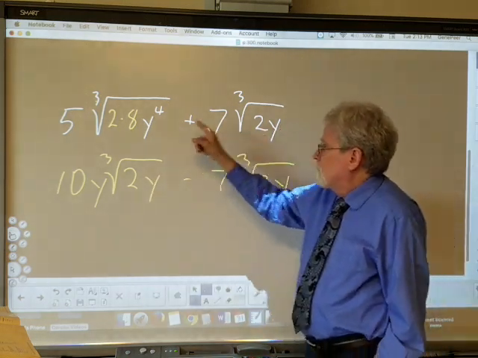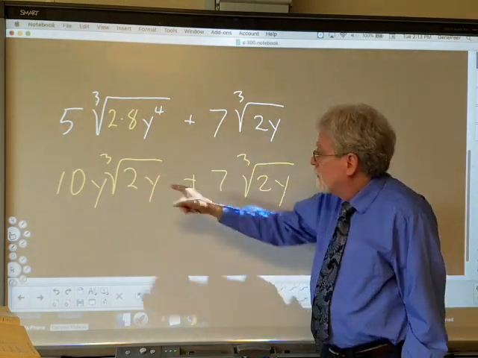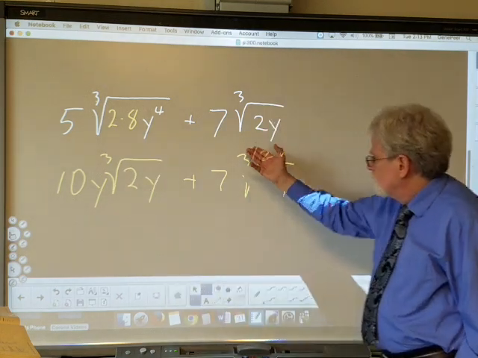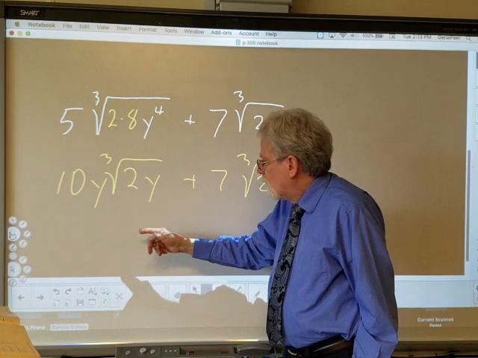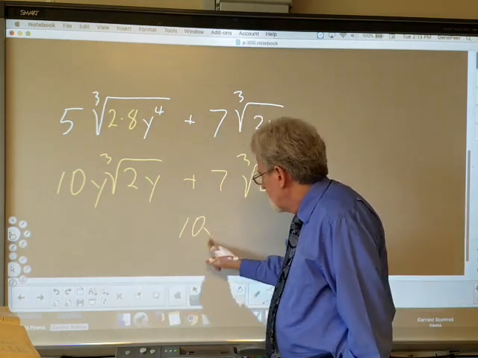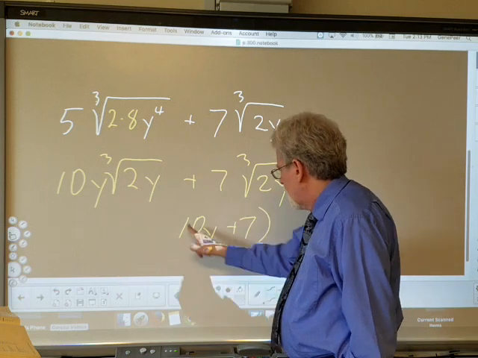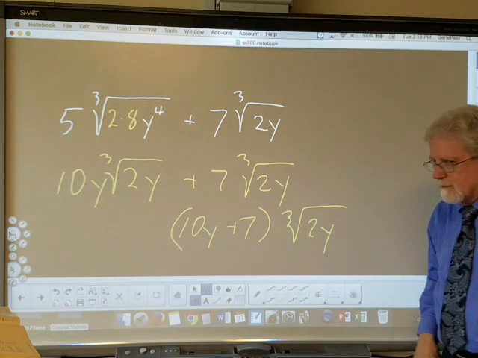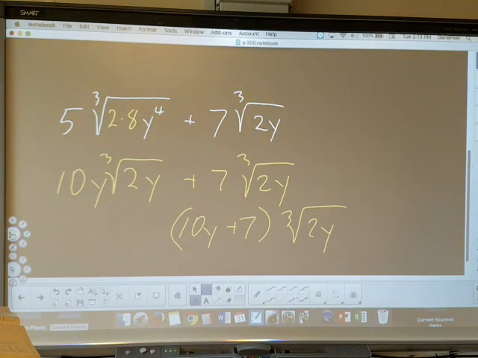Oh, look. Now, they didn't look like they were going to be like radicals, but now we see they are like radicals. Cubed root of 2y, cubed root of 2y. That gives me, therefore, 10y plus 7 in parentheses, cubed root of 2y. We're done. Meditate on that for a while.